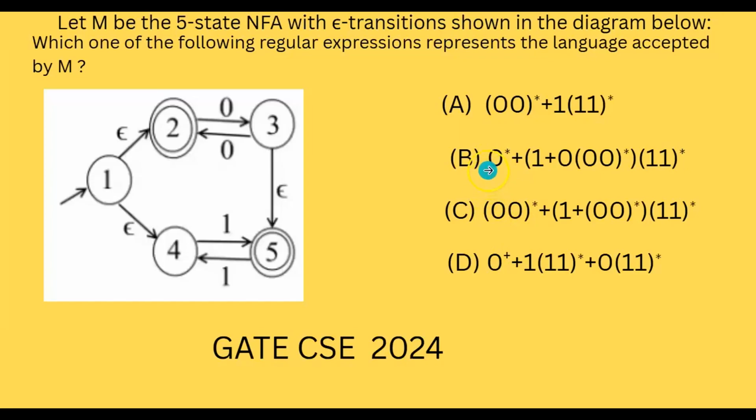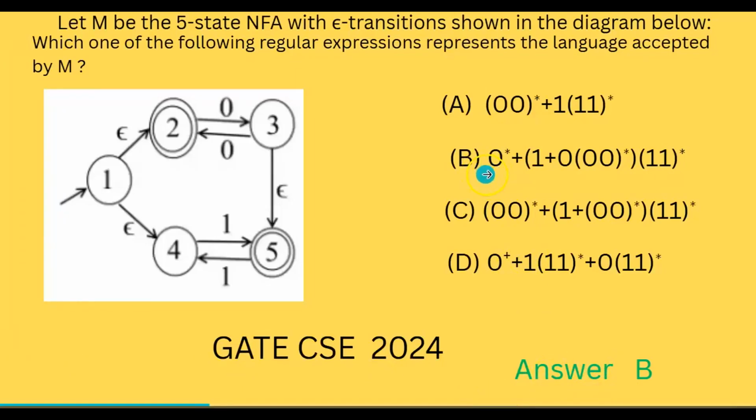When you consider B and C, you can see that B can generate an odd number of zeros, isn't it? But C can generate only an even number of zeros. By seeing the pattern, you can understand that C can generate only an even number of zeros. So we have eliminated A, D and C. So B is the right answer. Now the right answer is option B.